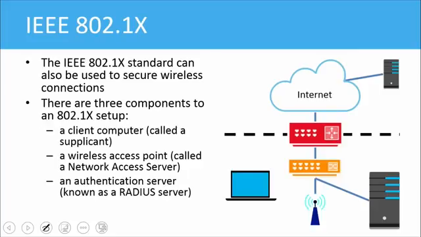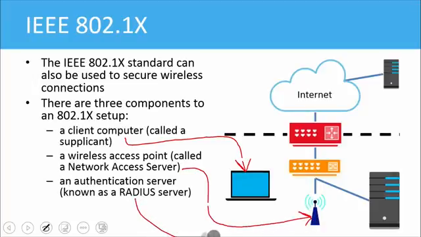All right. Lastly here, we're going to talk about 802.1X. It's a standard that's used to secure wireless communications. There are just three basic components within this type of setup, all right? And you'll be able to see all these components over here on the right-hand side in this graphic. First, you have a client computer called a supplicant. Then you have a wireless access point, which is called a network access server. And then you have a RADIUS server, which is going to be responsible for authentication.